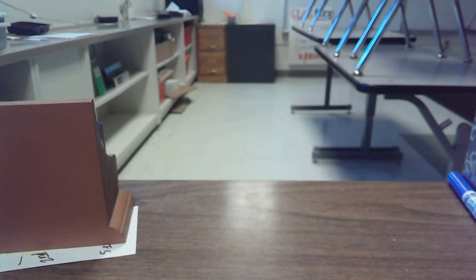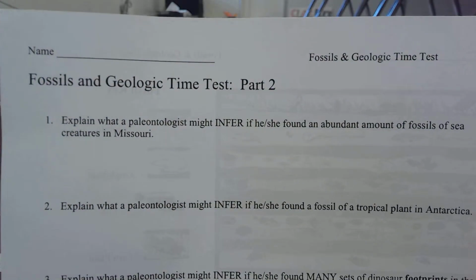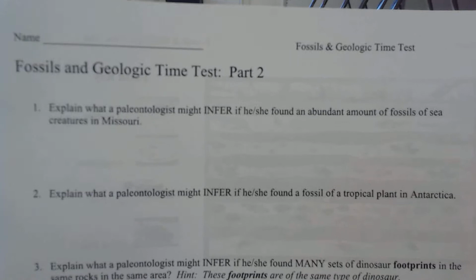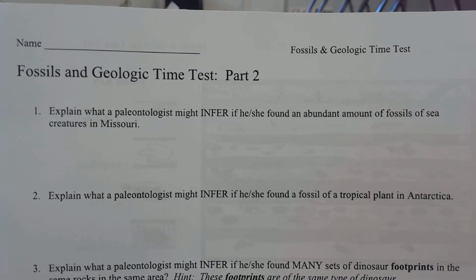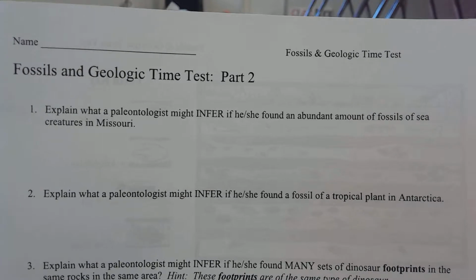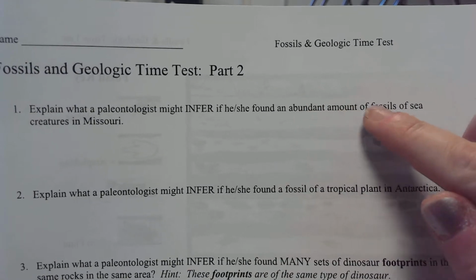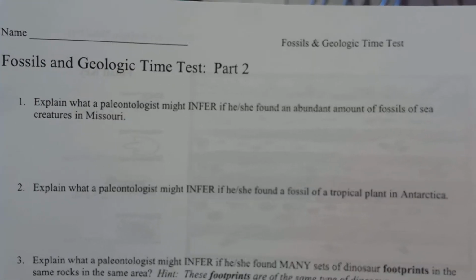Now, the written part, part 2. Explain what a paleontologist might infer if he or she found an abundant amount of fossils of sea creatures in Missouri.